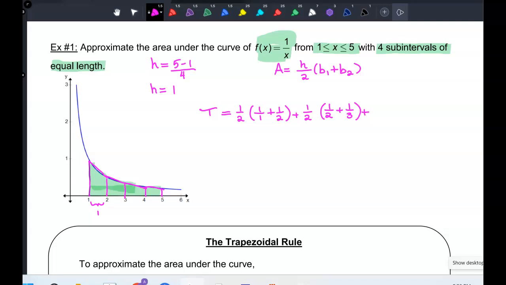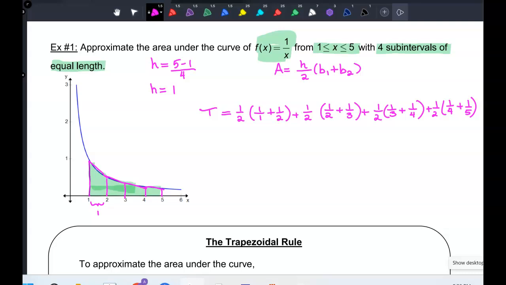Okay, so I took care of the second one. Next one's going to be same height, h over 2. Base 1 is 1/3. Base 2 is 1/4. Took care of the third one. Last one, same height, 1 over 2. Base 1 is 1/4. Base 2 is 1/5. Okay, so that's a lot of computation.